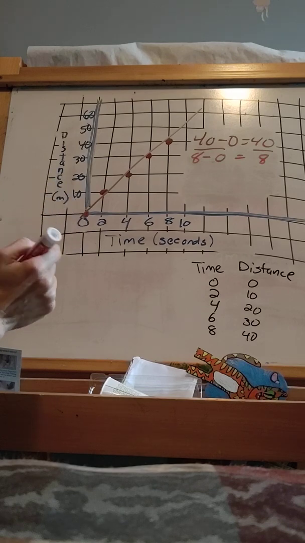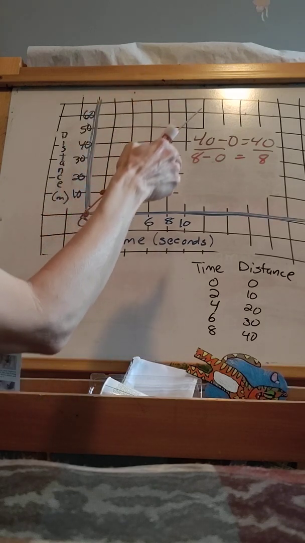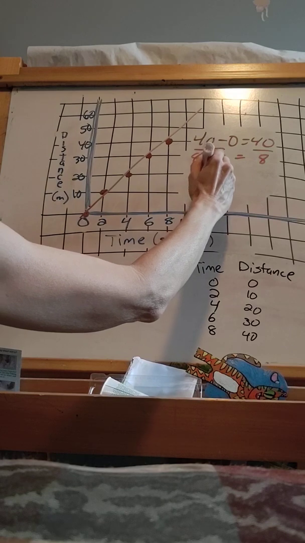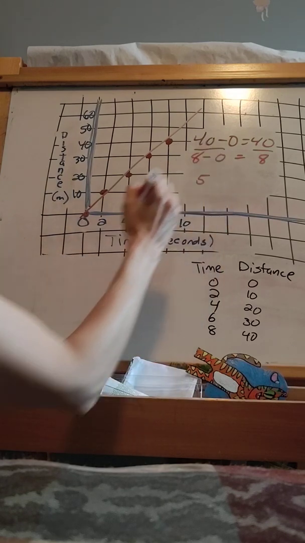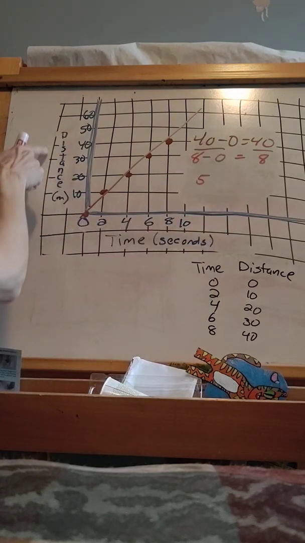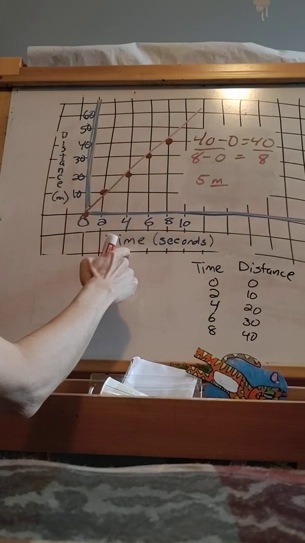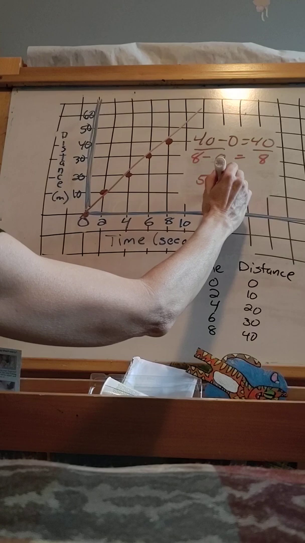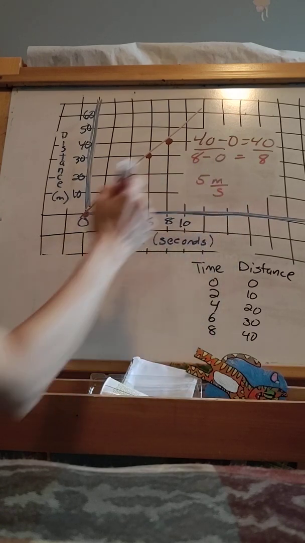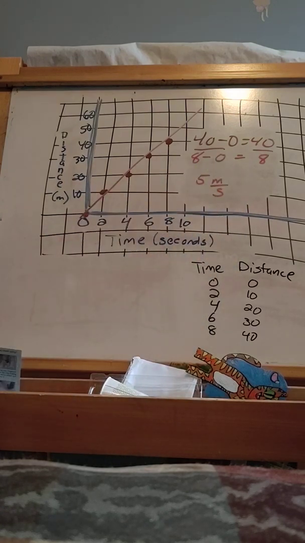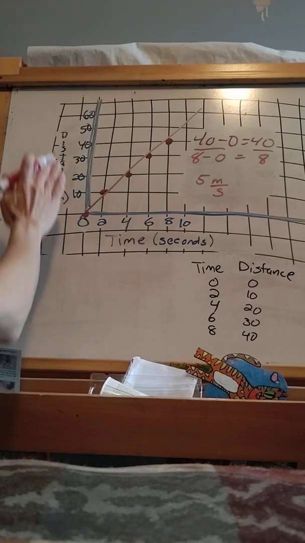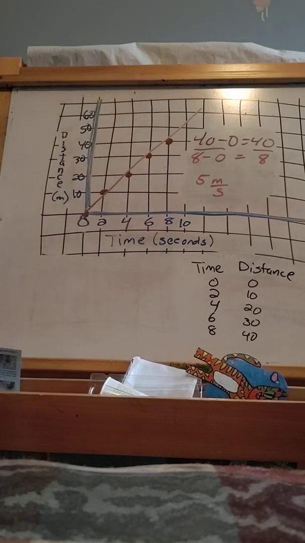My run is 8. I get my calculator and I do the problem 40 divided by 8. And I end up with 5. It was 5 meters, 40 was meters, divided by seconds. My run was seconds. So my answer is 5 meters per second. That's a velocity. So this turns out to be a velocity graph.